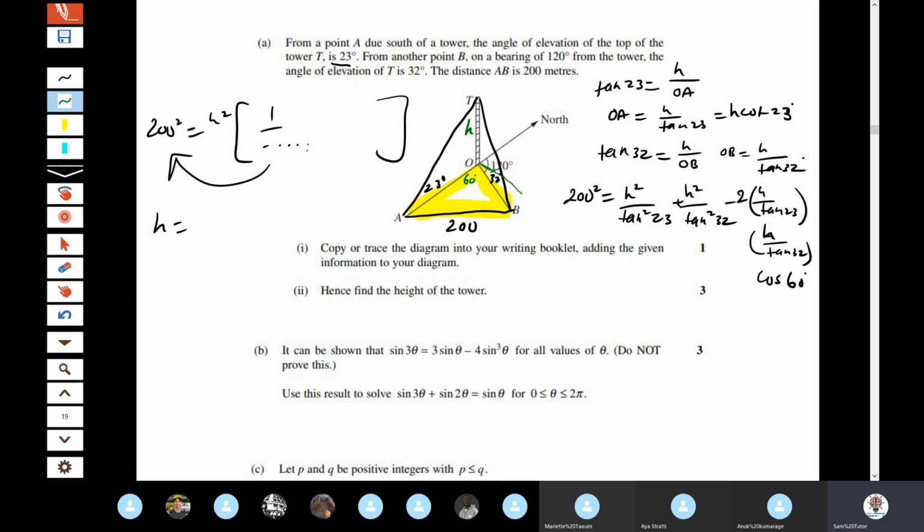This should become 4.3. Then you'll divide it, 200 squared, divide by answer, square root, answer, 96 meters. See, all done in your calculator.